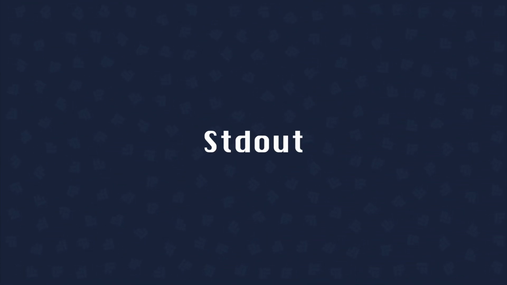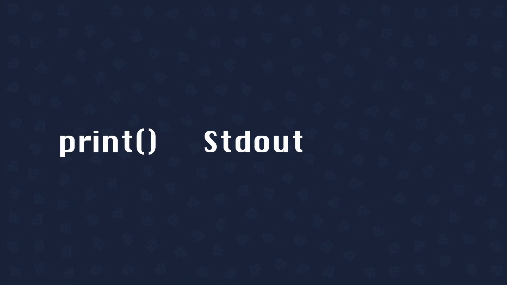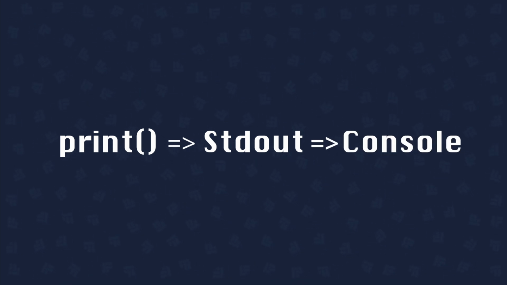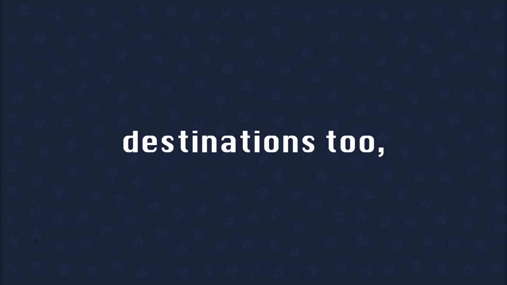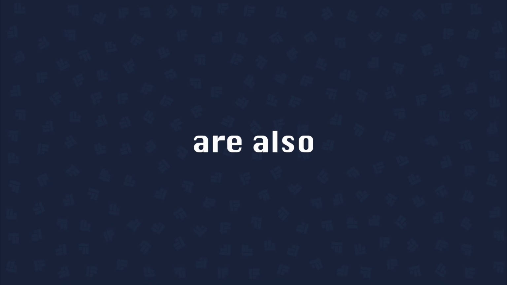Standard output is where all printed text goes. Behind the scenes, when you use the print function, it's actually writing data to the standard output stream. The console then reads that stream and displays the text. In fact, the print function can be configured to write to other destinations too, like a text file, because those are also considered streams.